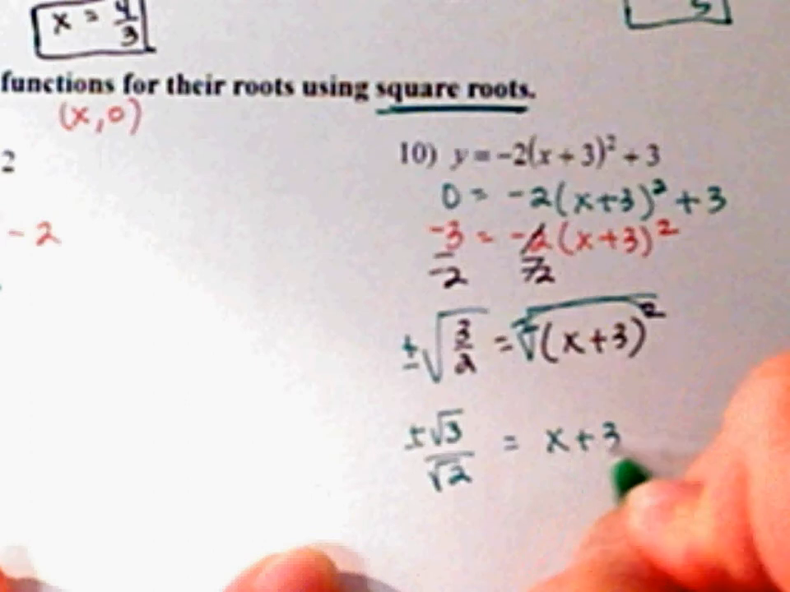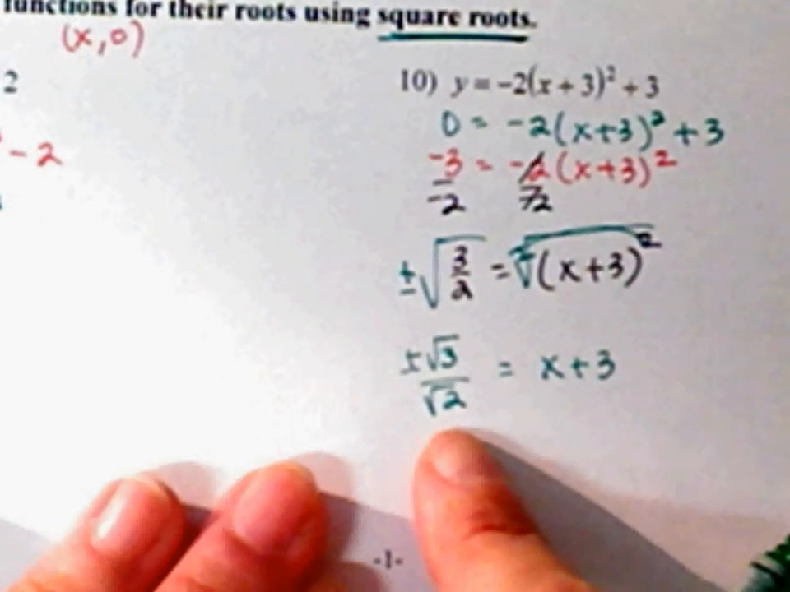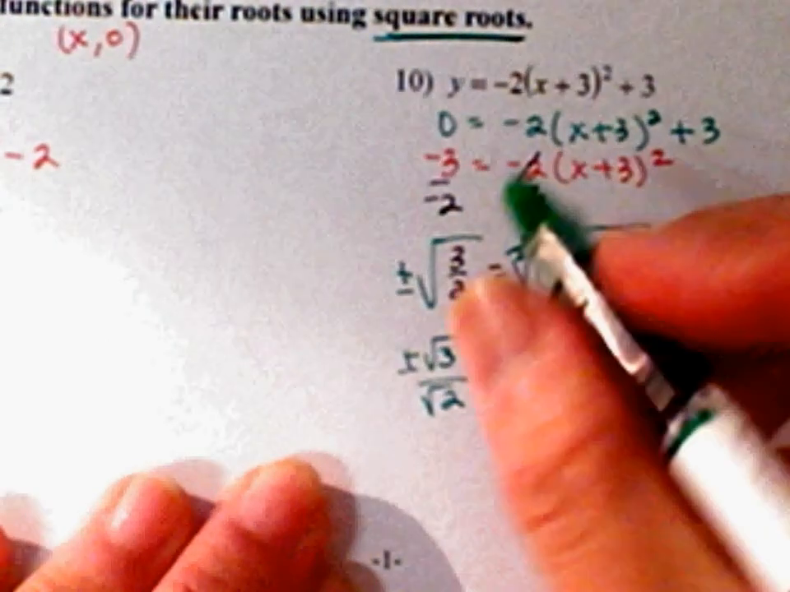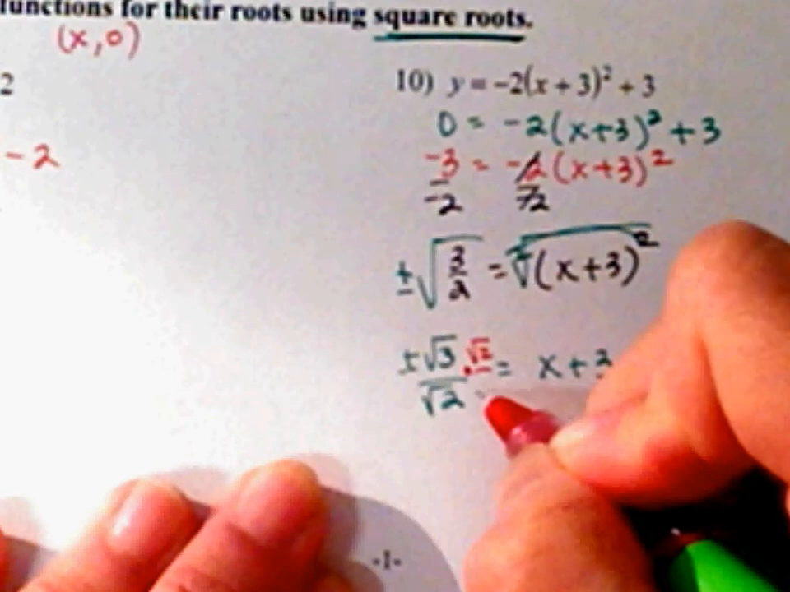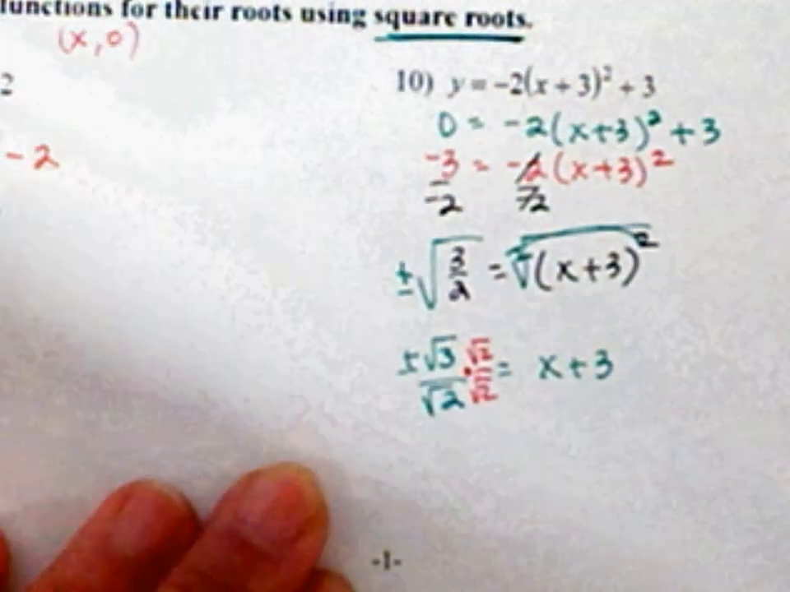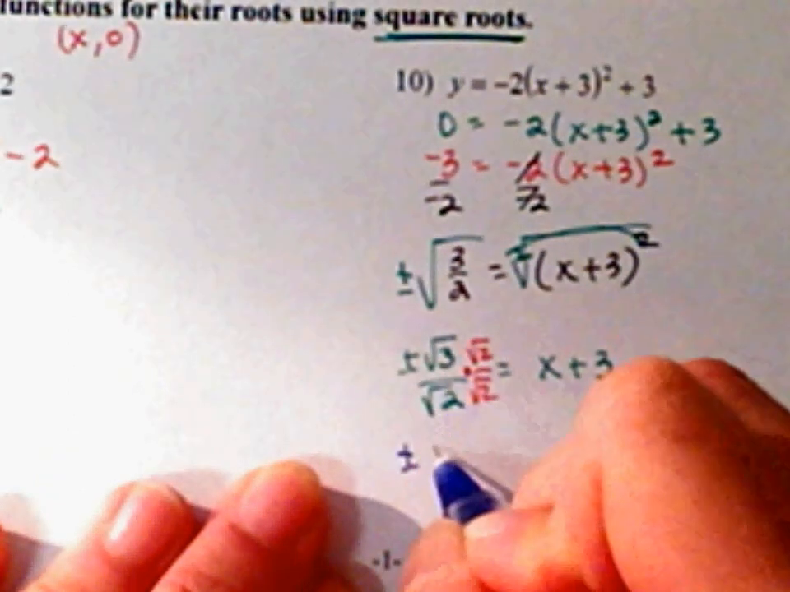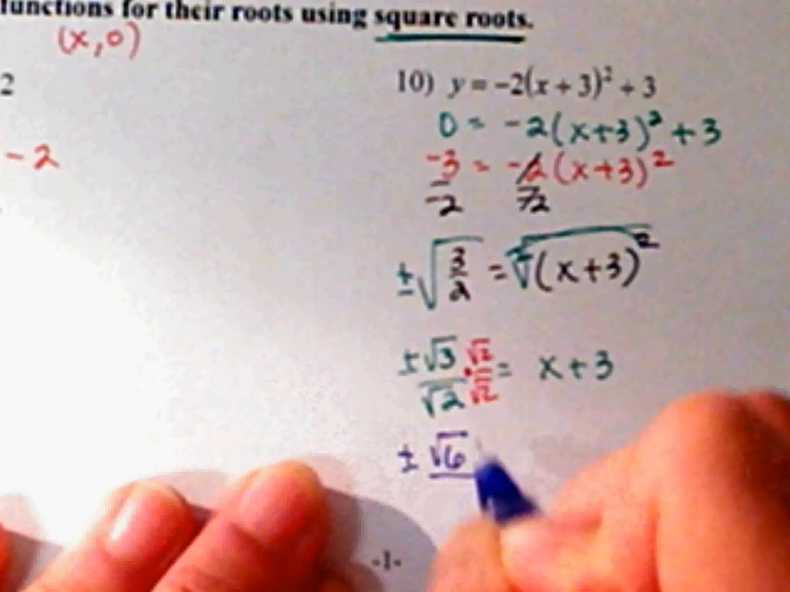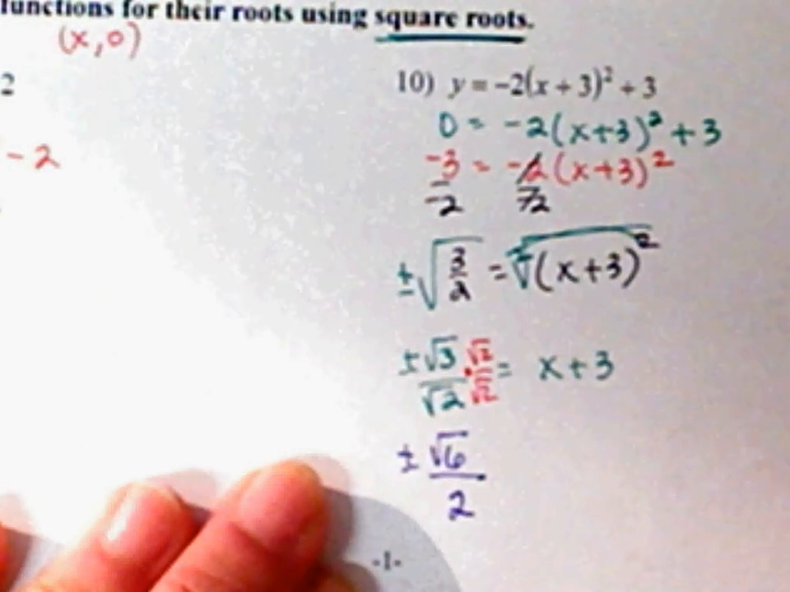Rule says you cannot have a radical in your denominator, so you have to rationalize. So what does it mean to rationalize? You multiply the numerator and denominator by square root of 2, okay? So when you do that, guess what you have? Plus or minus, square root of 3 times the square root of 2 is square root of 6. Square root of 2 times the square root of 2 is just 2, because it's the square root of 4. Square root of 4 is 2. Equals x plus 3.